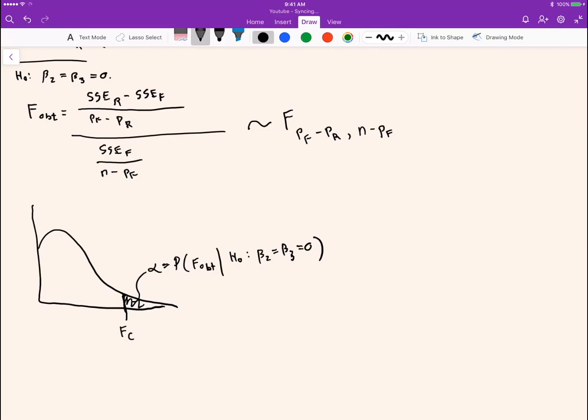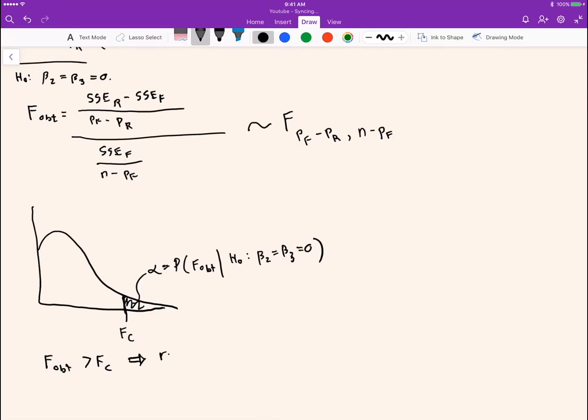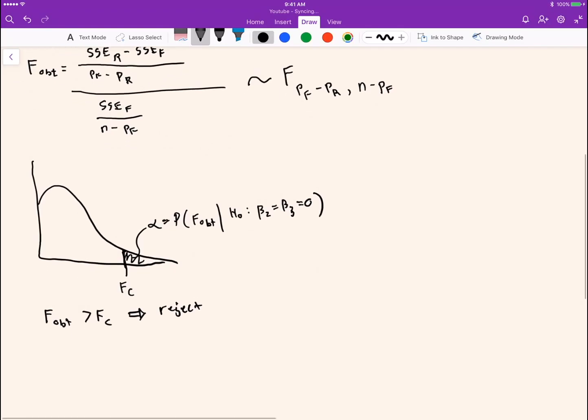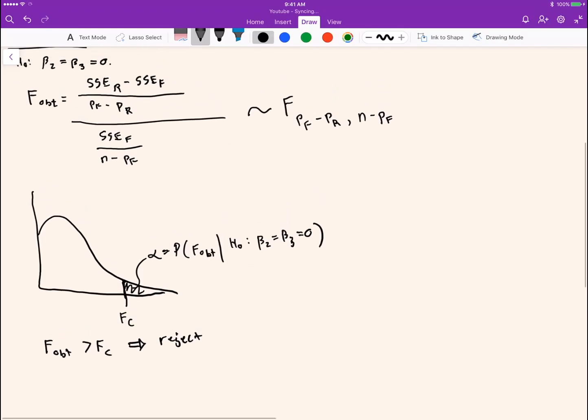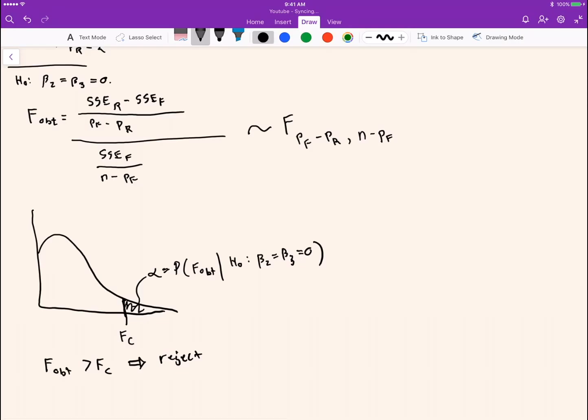In this case, if the obtained value is greater than the critical value, then we would reject. And the interpretation of that would be that there's sufficient evidence that at least one of the parameters that we were interested in testing is not zero.